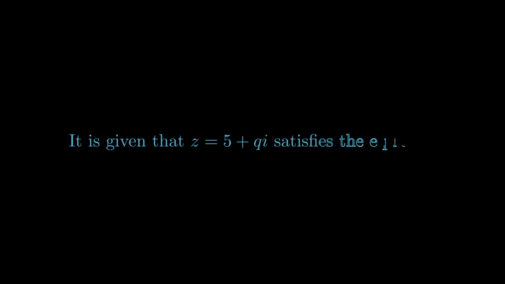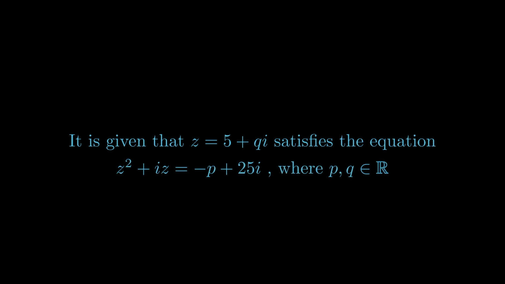Back to the question. So given that z is equal to 5 plus qi satisfies the equation z squared plus iz is equal to minus p plus 25i, let's go about solving for p and q. What we obviously need to do is substitute in our value for z into the z squared plus iz equation. So we have 5 plus qi, all to be squared, plus i times 5 plus qi is equal to minus p plus 25i.